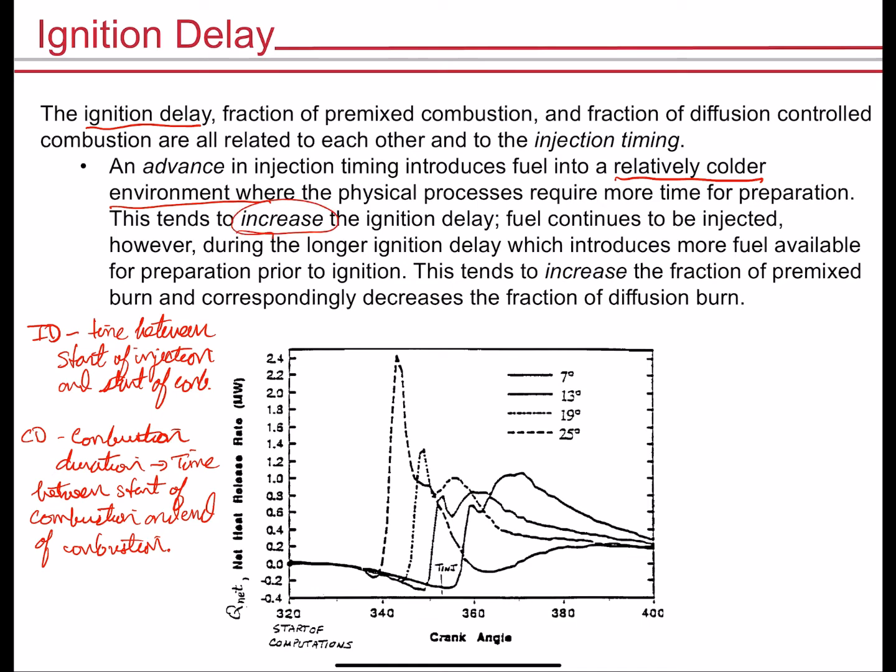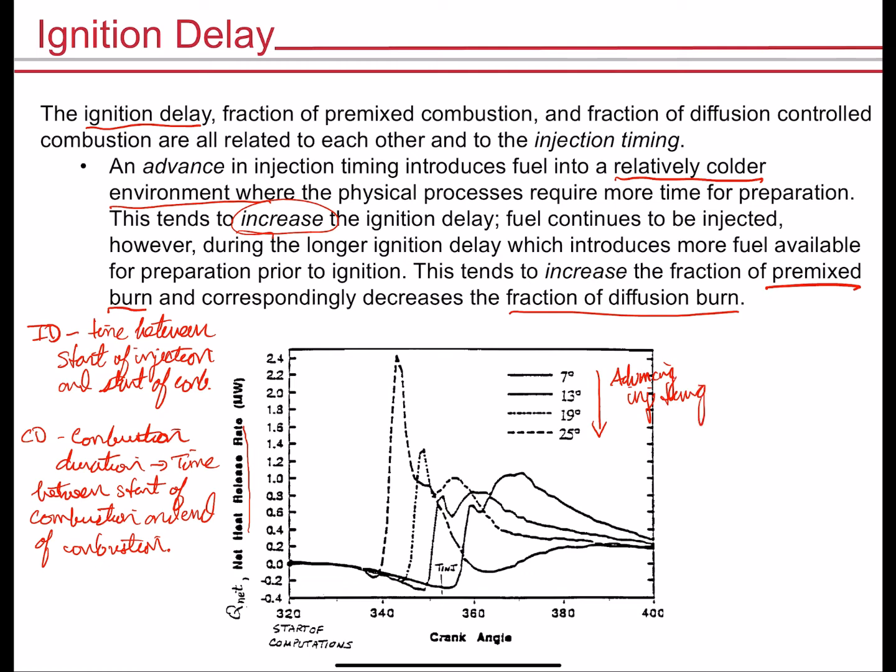And so as you increase the ignition delay, you increase the fraction of premix burning and you decrease the fraction of diffusion burning. You can actually see that in this plot here that's shown on this slide. This is what we call the heat release rate, but you can think of that as basically the same idea as the fuel mass burning rate. And we have 4 different injection timings that we're looking at: 7 degrees before top dead center, 13 degrees before top dead center, 19, and 25. As we go down the list, we're advancing injection timing.